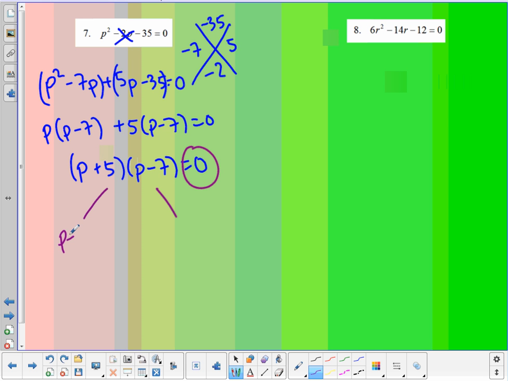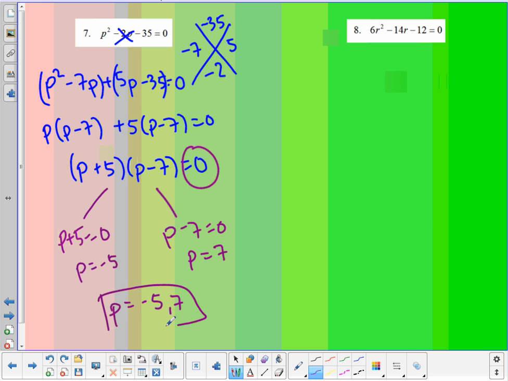So p plus 5 equals 0. That's p equals negative 5. p minus 7 equals 0. When I add 7 to both sides, that's p equals 7. So my two solutions are negative 5 comma 7. And there we have it. Okay, one more like this, and then we will move on to some application questions.